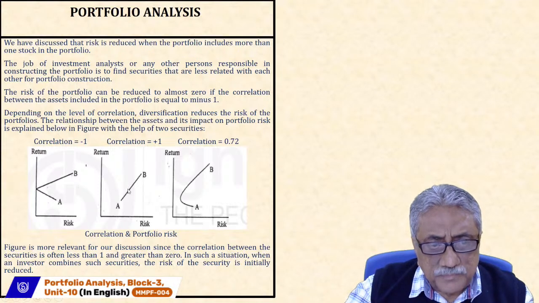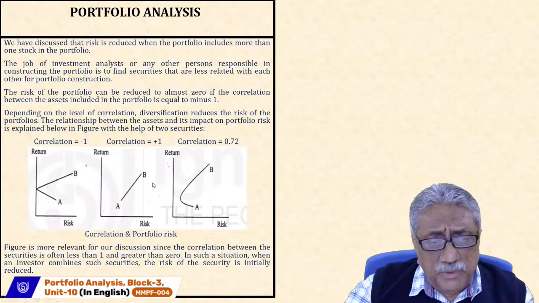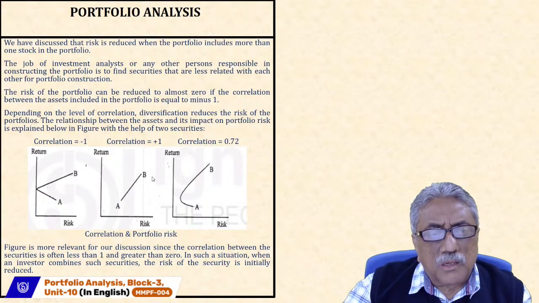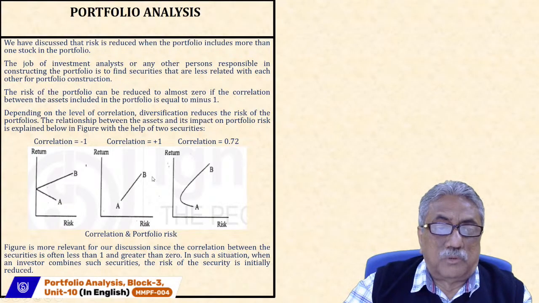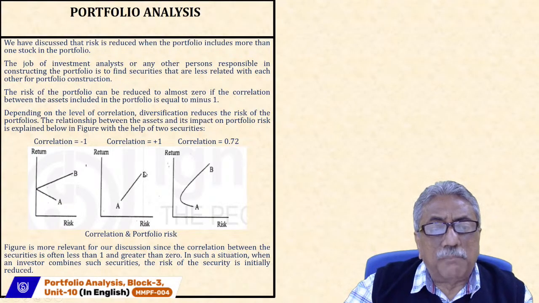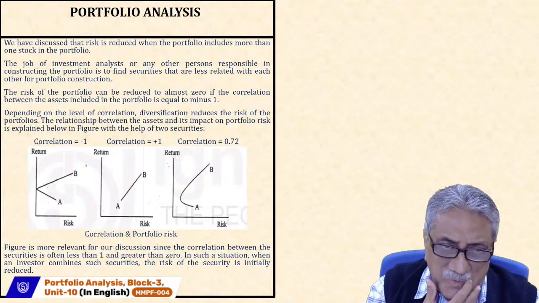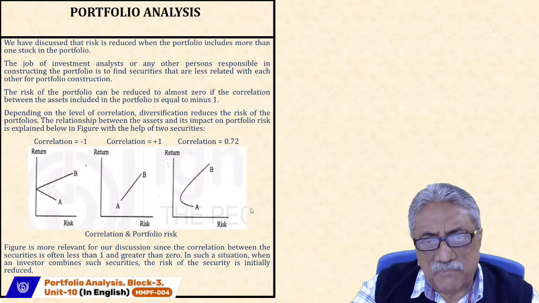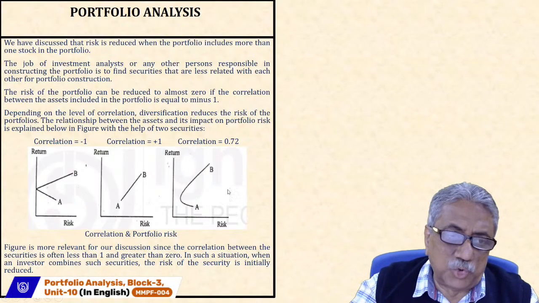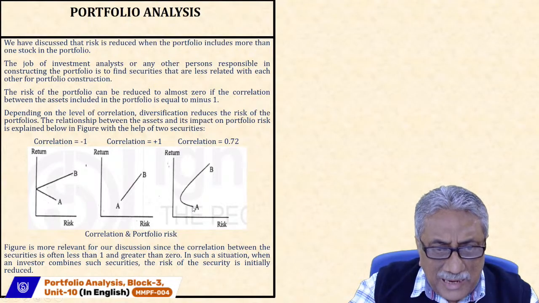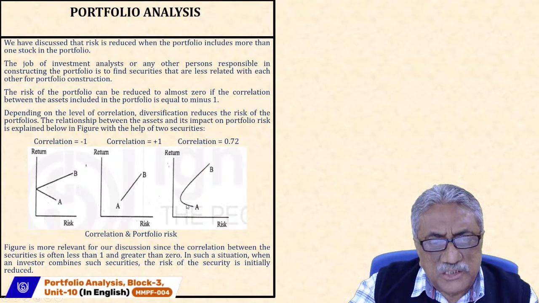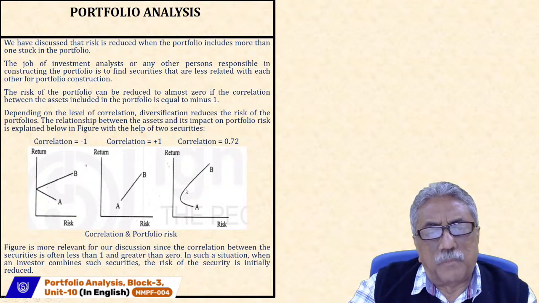Now here, A and B: A is less risky, but if it goes up, then return will also go up. And B also, if it goes up, the return also goes up. The correlation is 1. They move in the same direction. But there is something called correlation 0.72, as I told you. For A, if it moves, the risk comes down and then it starts going up.